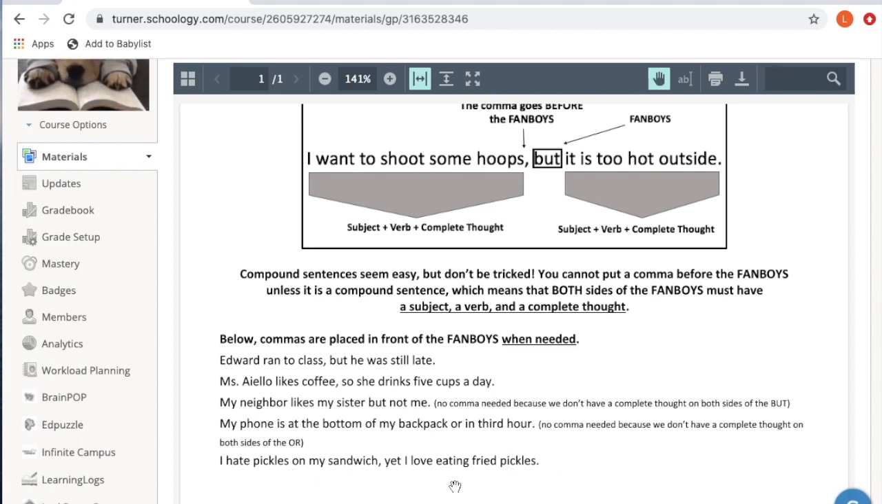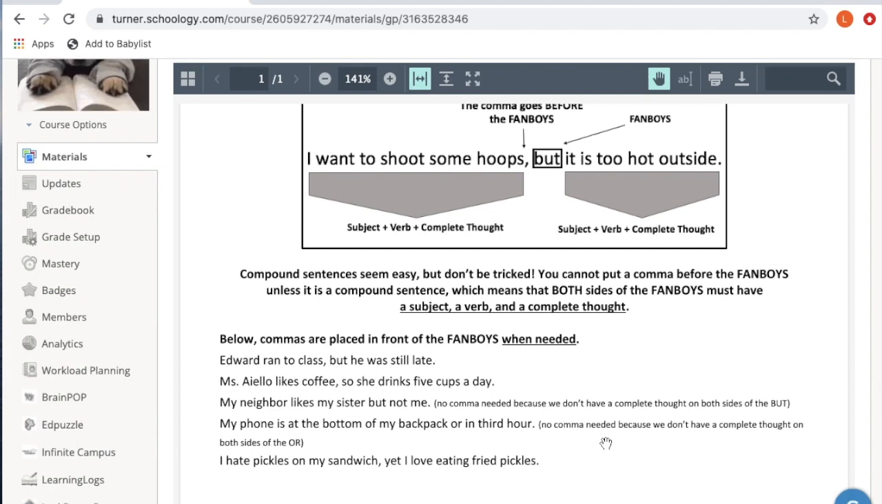This is a compound sentence. We have, I hate pickles on my sandwich. We have, I love eating fried pickles. We have our comma and our conjunction in the middle. Very importantly, the comma comes before the conjunction. Say it with me now. The comma comes before the conjunction. Please do not forget that.